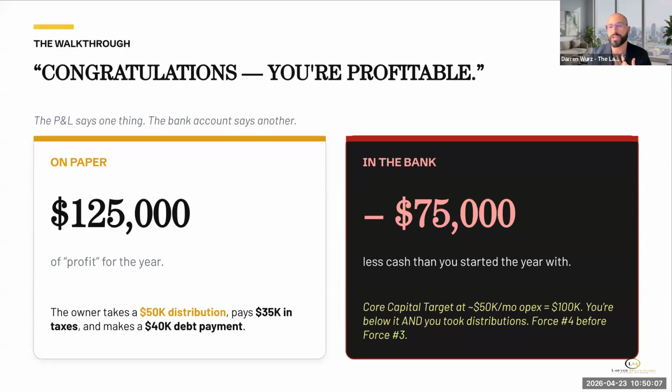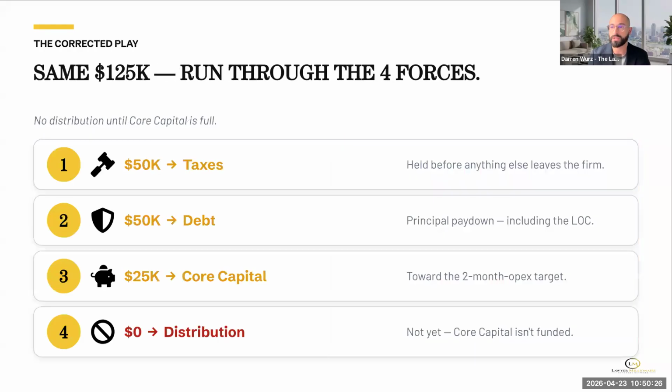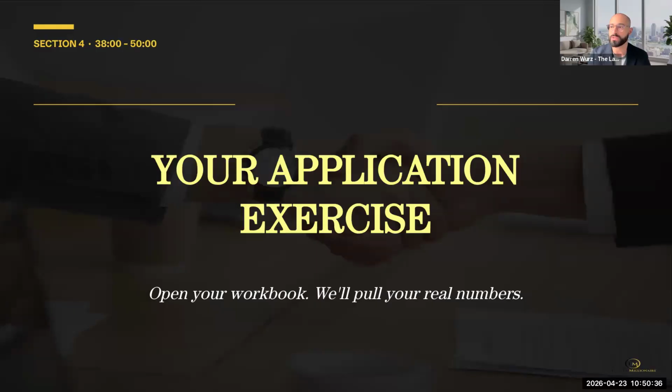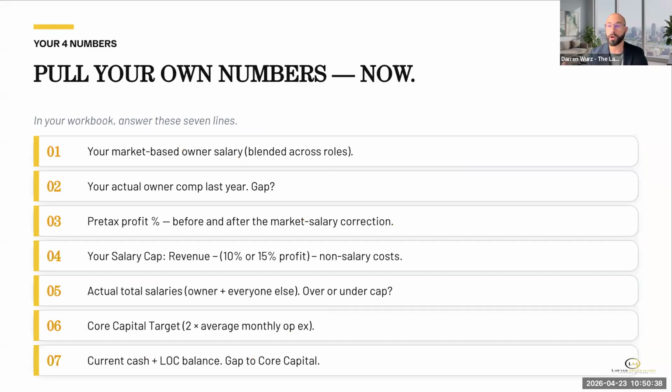A lot of times we ask ourselves, where did the profit go? Well, you spent it. It went somewhere. A lot of times it went to a few places, like maybe you took a distribution, maybe you used it to pay taxes, maybe you paid down debt. The money went somewhere, right? And so we want to make sure it goes to the right place. Our four steps here give us an order of operations: taxes, debt, core capital, then we take the distributions.